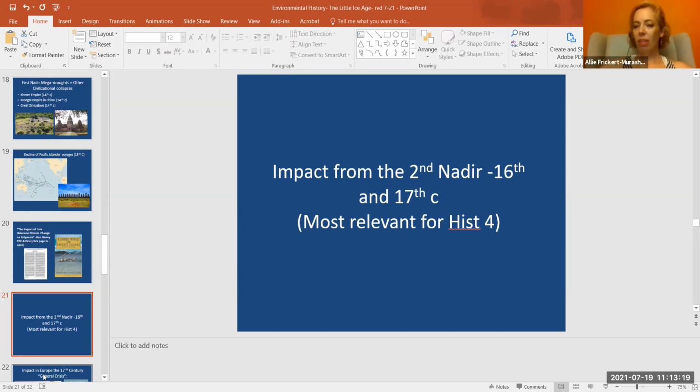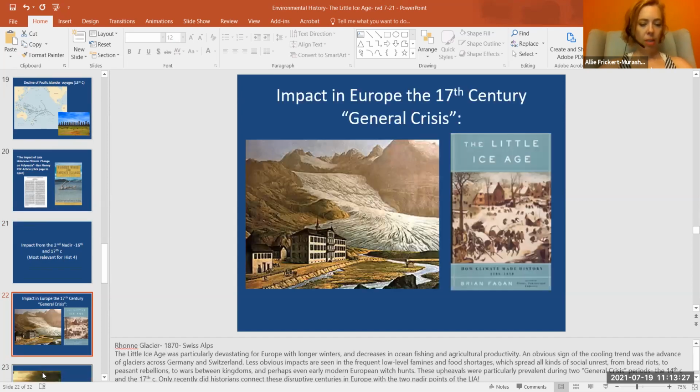Sorry, so this now overlaps to more of the history 4 stuff, which is the early modern and modern world history. So again, we have a general crisis in Europe, and again, death and destruction, the expansion of the glaciers, just everything. You've got bread riots because of low-level famines and food shortages. You've got peasant rebellions. You've got witch hunts going on. There's a huge uptick in burning witches at the stake.